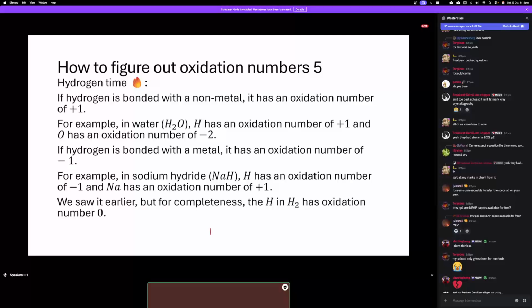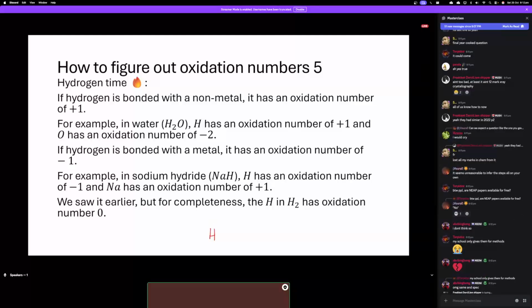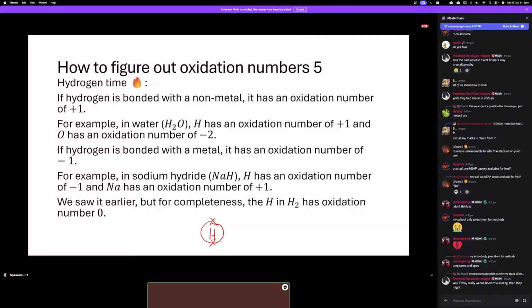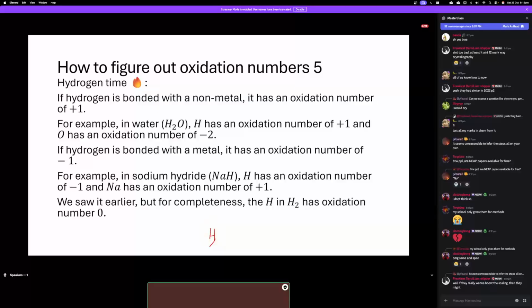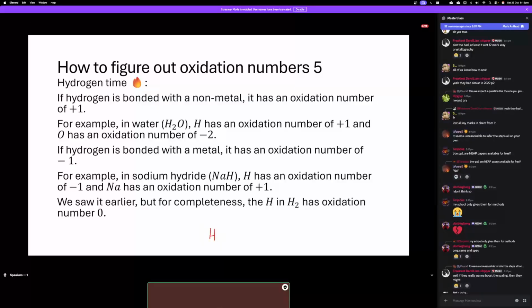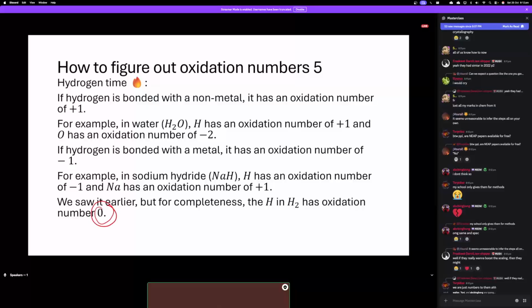Hydrogen's in a weird spot. If you actually look at it, it can either gain an electron to get a full shell, or it can lose an electron, and now it's also stable. So it can really go either way, and this is why. For completeness about hydrogen, if H is in H2, then it has an oxidation number of 0, right?